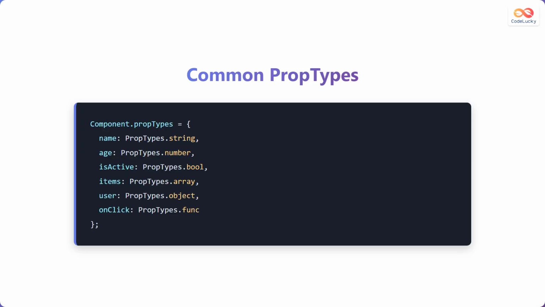PropTypes offers various built-in types for validating your props. Here are some common examples. You can specify that a prop should be a string, a number, a boolean, an array, an object, or even a function. The code snippet shows how to define the prop types for a component, indicating the expected type for each prop, such as name as string, age as number, isActive as boolean, items as array, user as object, and onClick as function.